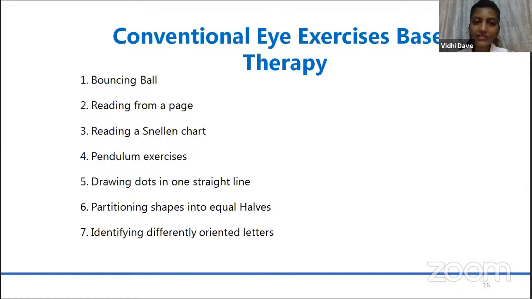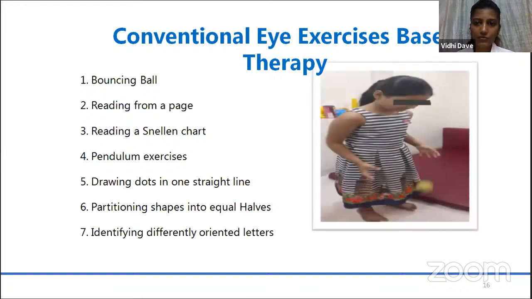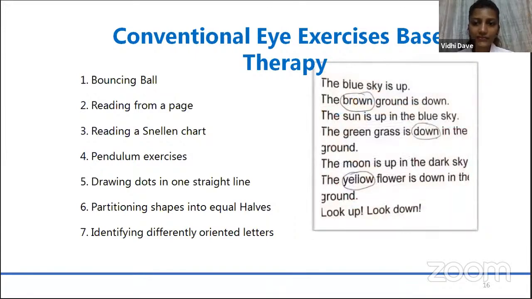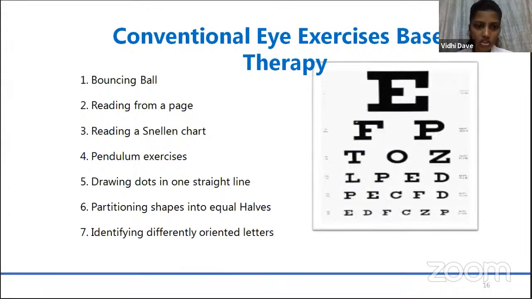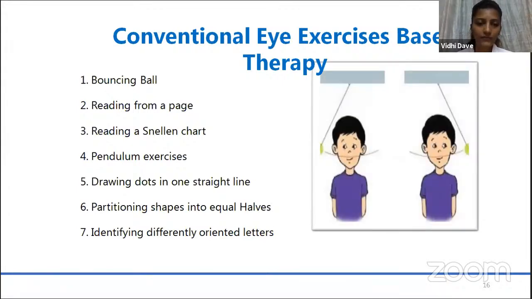Okay, so these activities actually cover all the 15 components, or parameters, or symptoms that I mentioned earlier. One is bouncing the ball. The child is supposed to keep tracking the ball throughout while the ball is moving. Next is reading from a page. It will involve a lot of glancing, and you can also ask the patient to find a word and circle it. As you increase the difficulty level, you may decrease the font size on the chart. That's how you increase the difficulty level. Next is reading from a Snellen chart, and pendular exercises. This will involve a lot of side-to-side movement, improving your peripheral vision.